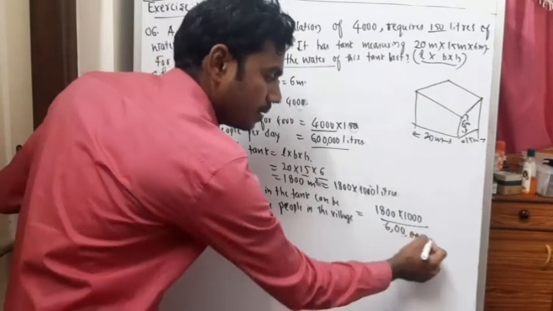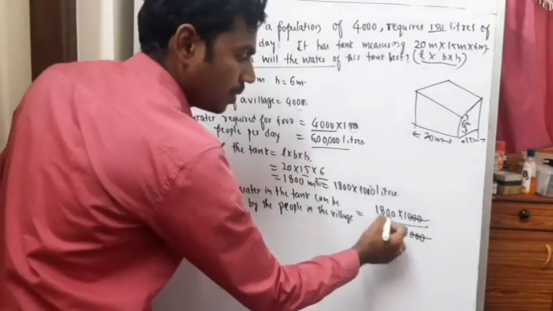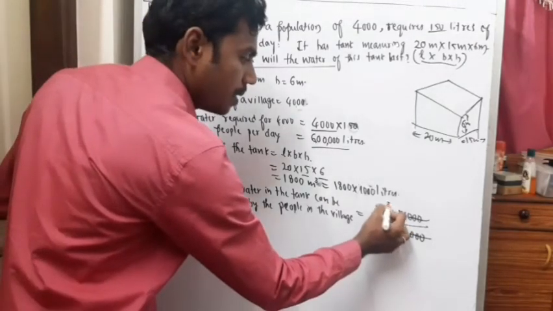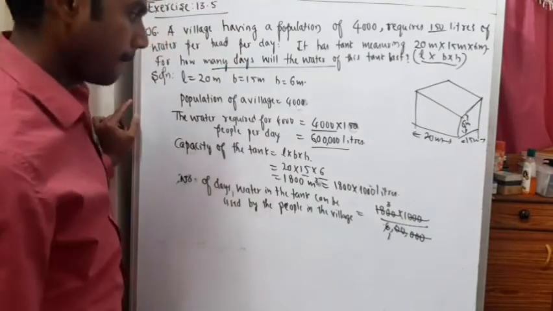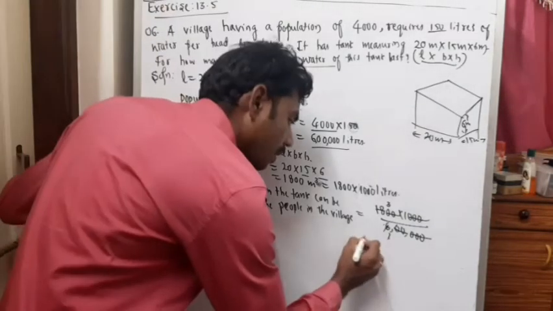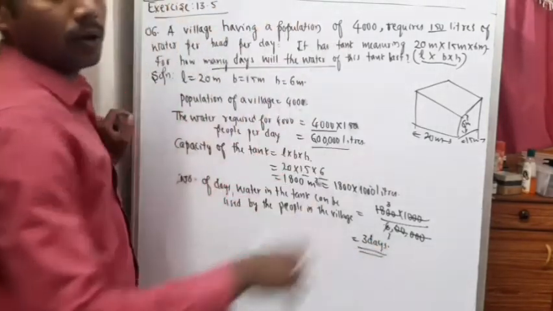These three zeros will get cancelled. These two zeros will get cancelled. 6 ones are 6, 6 threes are 18. So the water will last for 3 days. Please note this down.